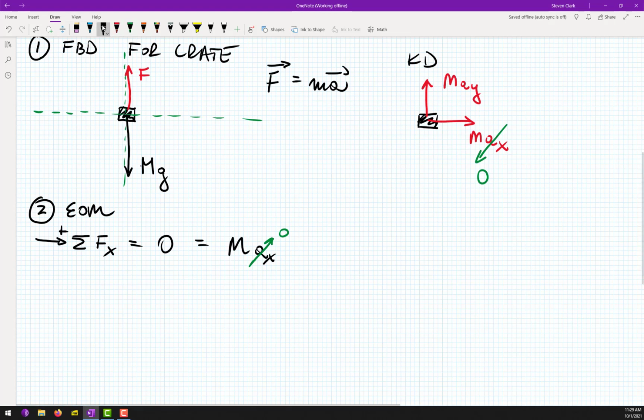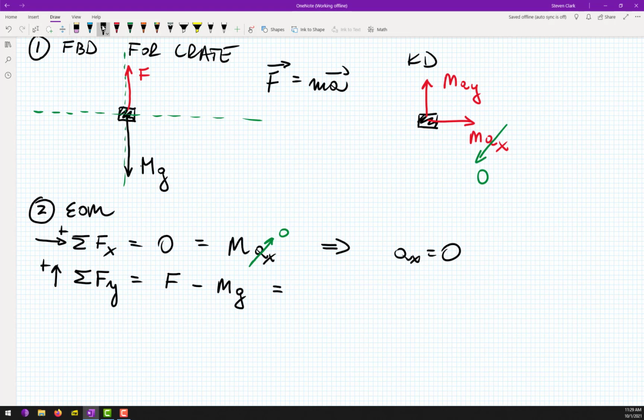Yep. This implies that our AX is 0. And now sum of forces in the y direction, and this is positive direction. And in here we have F minus mg. And this is equal to, oh, not a small one, big one, M AY.